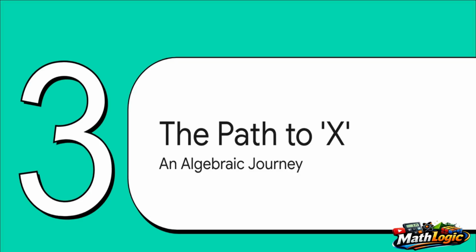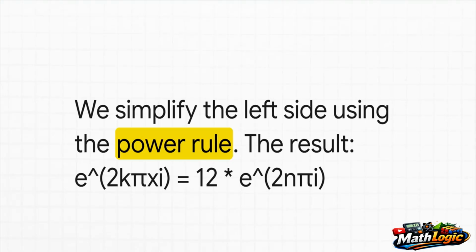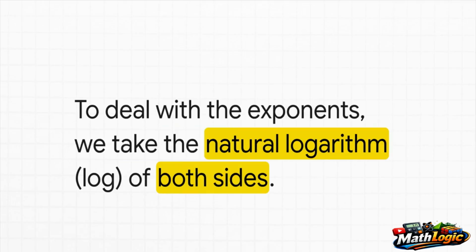Okay, so now that we've got everything set up, let's start actually solving for x. First things first, let's clean up the left side. You probably remember the power rule for exponents. When you've got a power raised to another power, you just multiply them. So we just multiply that x into the exponent. Boom, much simpler. Now, to get at that x that's stuck up in the exponent, we need to use its opposite, its inverse. And that is the natural logarithm, or log. So we're just going to take the natural log of both sides of the equation. Totally legal move in algebra.